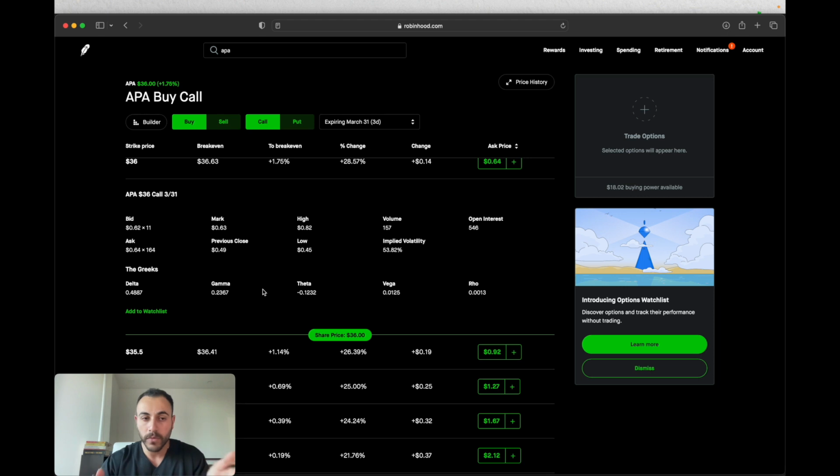Now, there are many moving parts to choosing an option contract, like knowing the bid, the ask, implied volatility, and much more. But for this example, we tried to keep it simple and we only focused on delta, gamma, and theta. I hope you guys found this video helpful. We tried to make it as simple as possible.